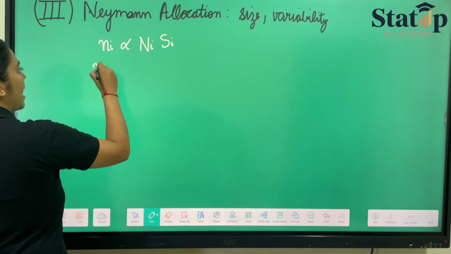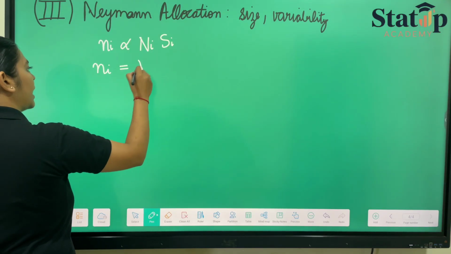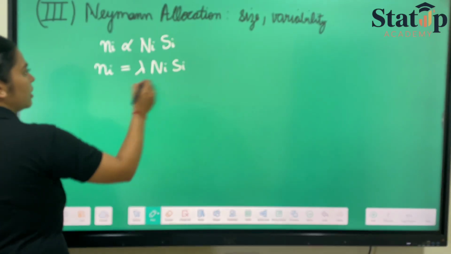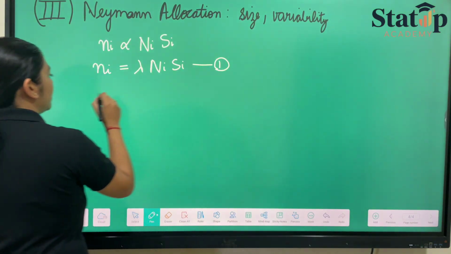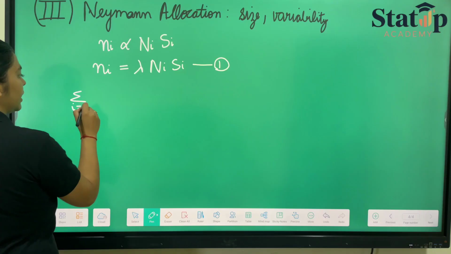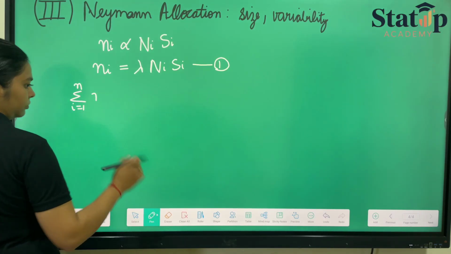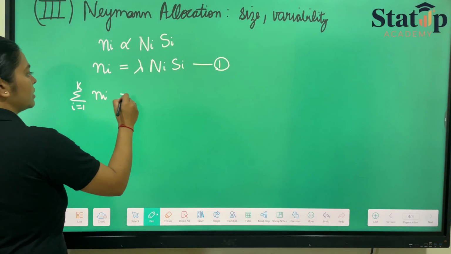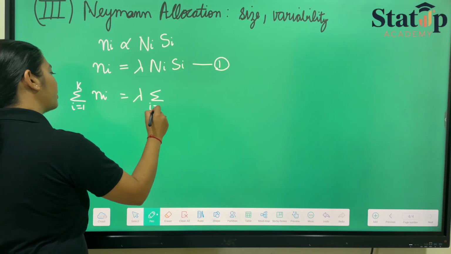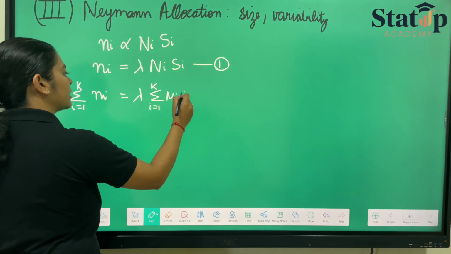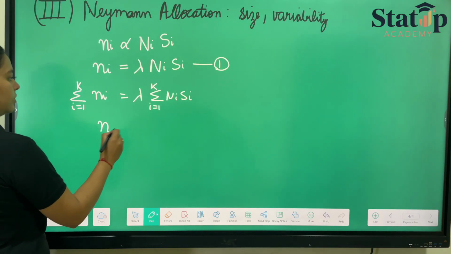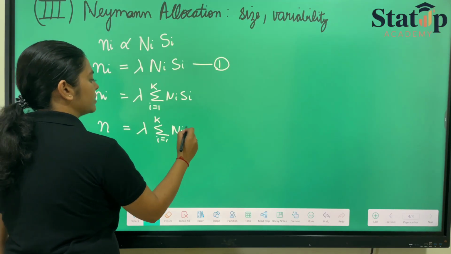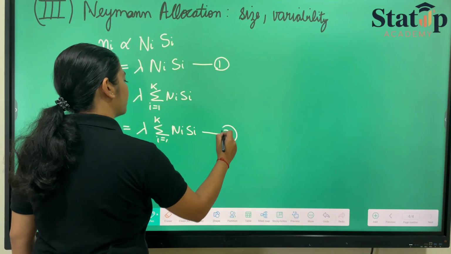So here the sample size is directly proportional to the size of the stratum and the variability of the stratum. And removing this proportionality sign, we will add a constant. Let it be lambda. So it will be lambda Ni Si. Let it be equation number 1. Now for equation number 2, we'll again sum it from 1 to k: the sum of ni is equal to lambda times the summation i goes from 1 to k of Ni Si. This is nothing but small n. Let this be our equation number 2.